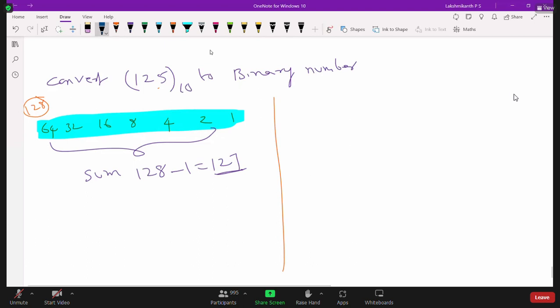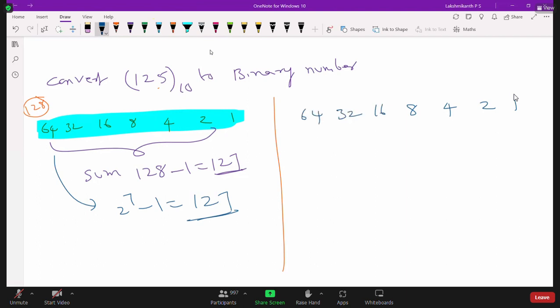Or 2 power 6 is 64, right? This is equal to 2 power 7 minus 1. So this is 127. Hope you understood. 1, 2 means 2 square minus 1. 1 plus 2 plus 4 is 2 cube minus 1. 1 plus 2 plus 4 plus 8 is 2 power 4 minus 1. Like this, now 16, 32, 64.